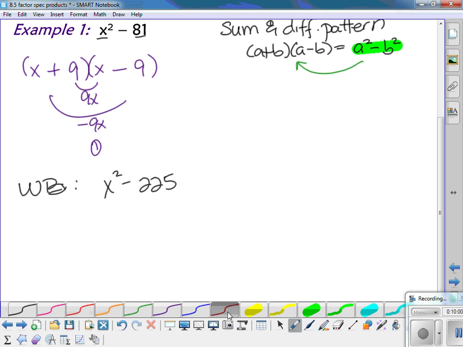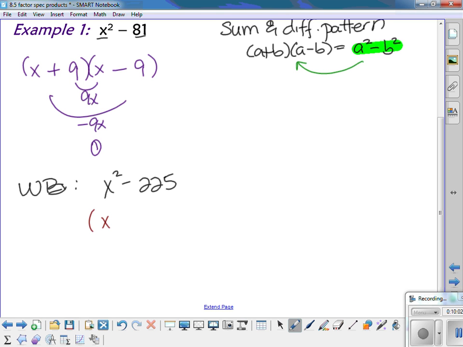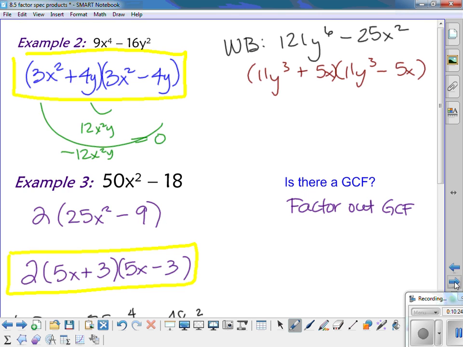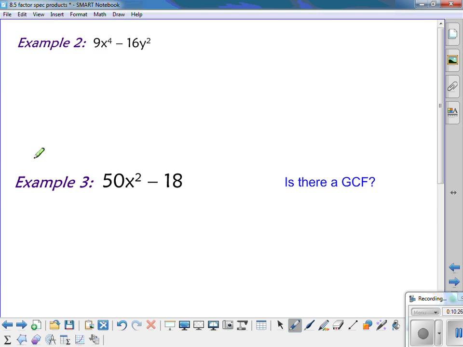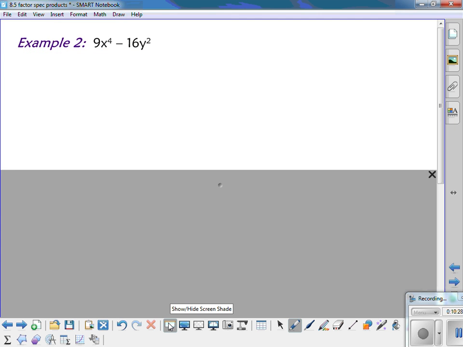All right, so we have the difference of squares. What's the square root of 225? 15. So they're both going to have x and 15. But because it's the difference of squares, I have different signs. One's a plus, one's a minus. Practice. Or here's another. All right, here's another example.